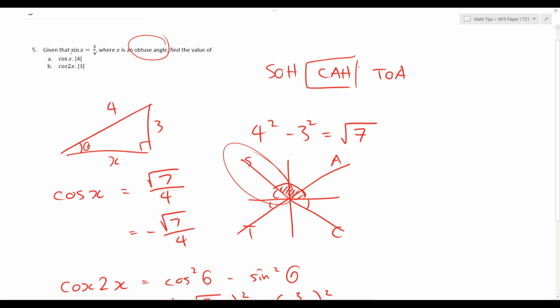And remember this little trick: where they give you a sine theta, you draw the right angle. This can be used in many, many cases, and I've seen it in almost every single paper for the past 4 or 5 years.